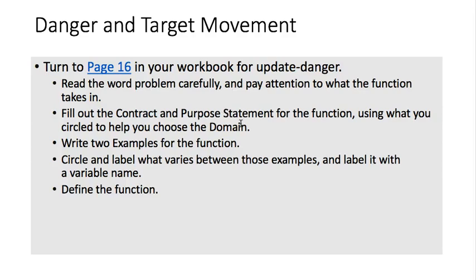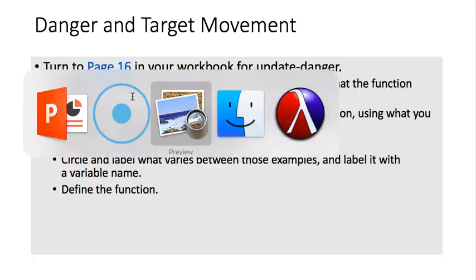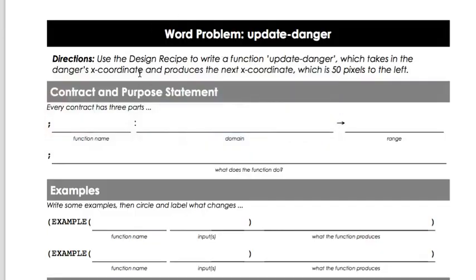So turn to page 16 in your workbook. Let me open that. We'll read the problem and see what it wants, and then we'll fill out the contract and purpose statement, write two examples, circle and label what varies between those examples, and then actually define the function. So here's page 16 of your workbook. Use the design recipe to write a function update-danger, which takes in the danger's X coordinate and produces the next X coordinate, which is 50 pixels to the left. So think about what it needs to take in, and just follow through the design recipe.